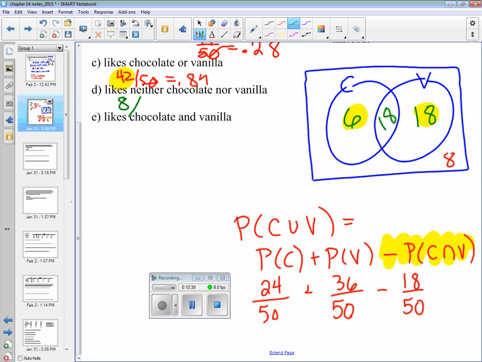I'm going to have to stop recording, I think, because the smartboard's not keeping up. So 8 divided by 50, which happens to be 0.16.